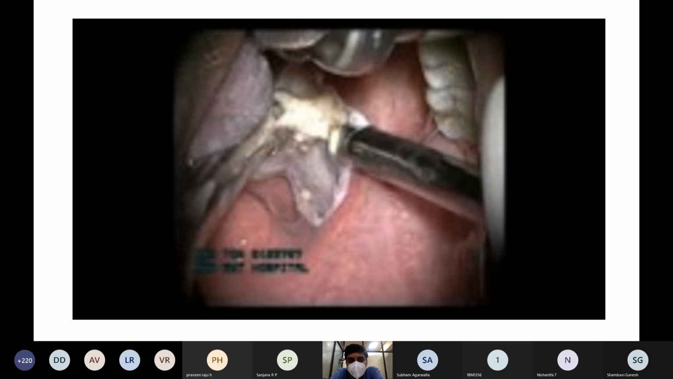But always the gold standard is the cold steel dissection and snare method because of easy accessibility, low cost, and lesser complication rates. But we do use new equipment. Laser doesn't have any role in tonsillectomy. Are there any doubts?